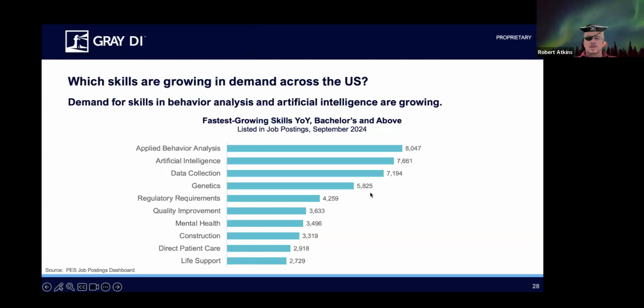But this is an interesting one. There are some genetics programs out there, but not a lot of them. I think there are maybe half a dozen in the entire country. So it's interesting that skill is becoming more frequently requested.